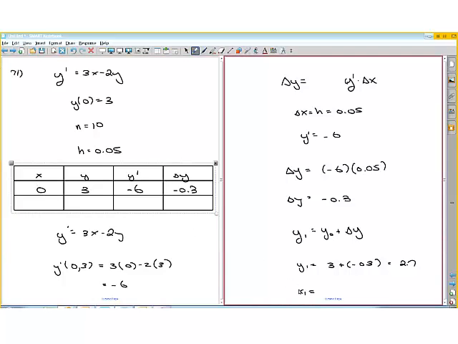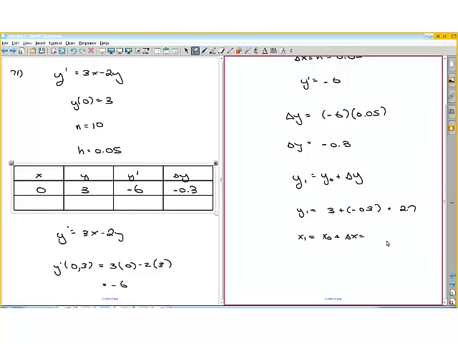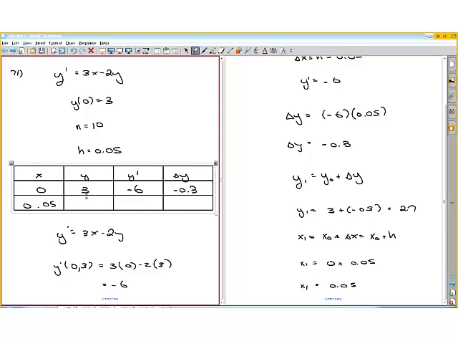The new value of x, so we'll say x1, is equal to x0 plus delta x, which is the same as x0 plus h, and that is going to be equal to 0, which is the original value of x, plus delta x, which is 0.05, and so we get 0.05 as x1. That's our first step. So we put that in the table, 0.05. Y is going to be equal to, we just calculated here, 2.7. And then you continue, you do that again.